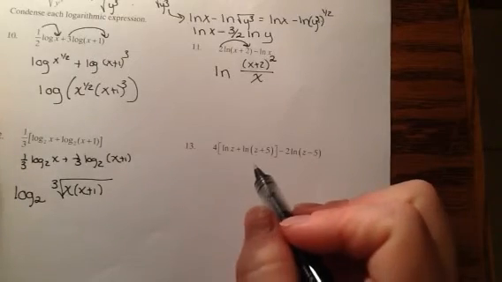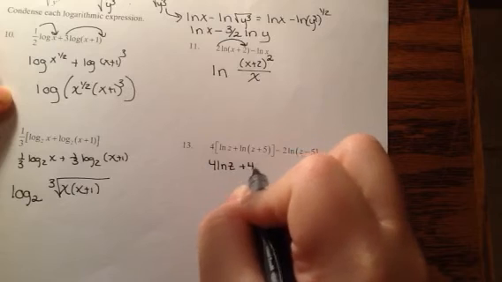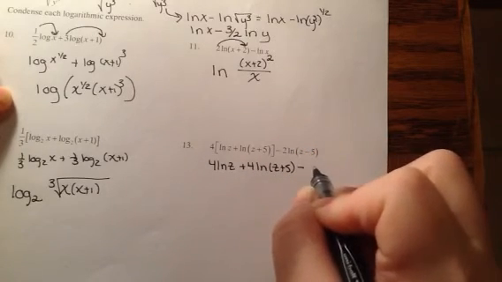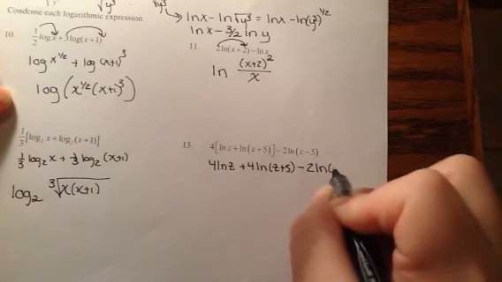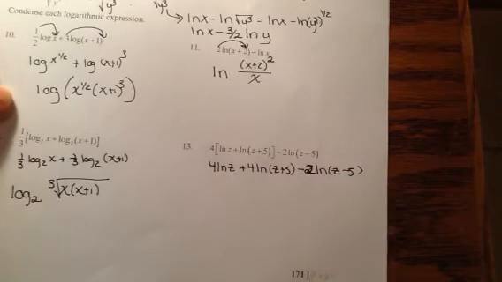Okay, so on 13, I'm going to distribute the 4 first, so I have 4 ln z plus 4 ln z plus 5 minus 2 ln z minus 5. Let me rewrite that 2 so we know that it's a 2.